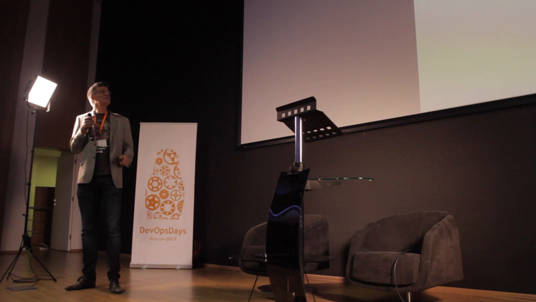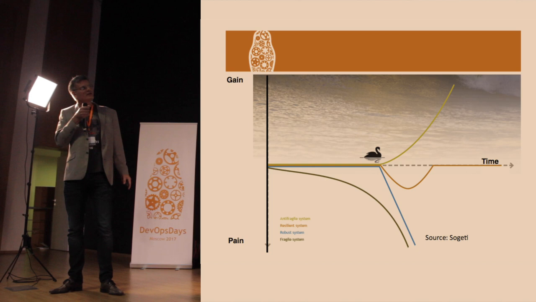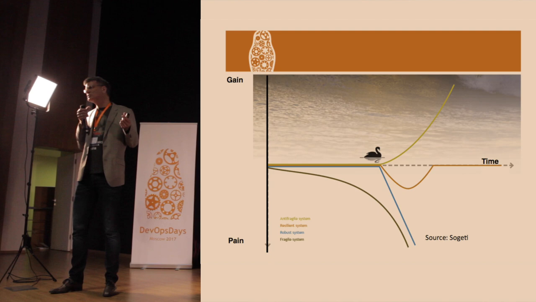Now let me give you some real-life examples after this graph. You can see here actually what's the difference between those terms. A fragile system actually breaks from the very beginning because it is fragile. A robust system will keep stable a long time, but in the end it will break. A resilient system will break a little, but after that it will recover and become at the same level that it was. But it will not get better than that. And the only thing that gets better from shocks, from time, is actually anti-fragile. So this is actually the difference between the four terms.